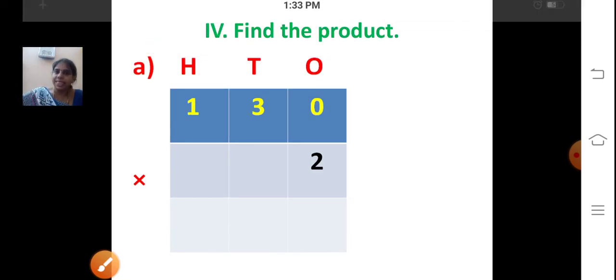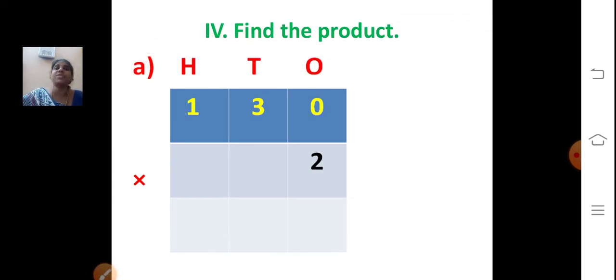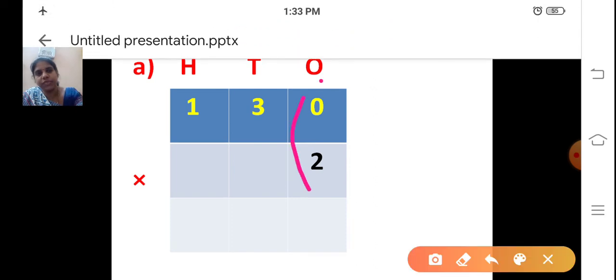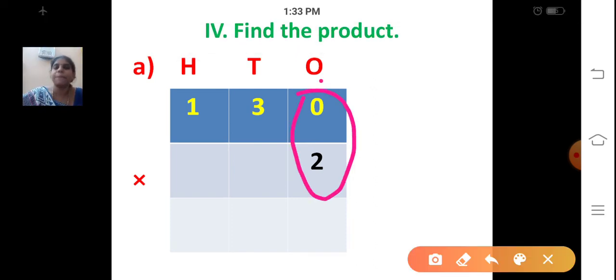Clear now? Now next one is find the product. Same way, this is the multiplication of a 3-digit number by a single digit number. How to do this? First take the number 2, multiply by this. So first we are going to multiply these two numbers. 0 into 2. When you multiply any number by 0, what will be the answer? Think and tell me. Yes, 0. 0 into 2 or 2 into 0 is 0.